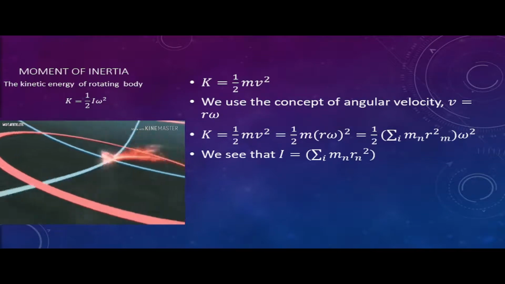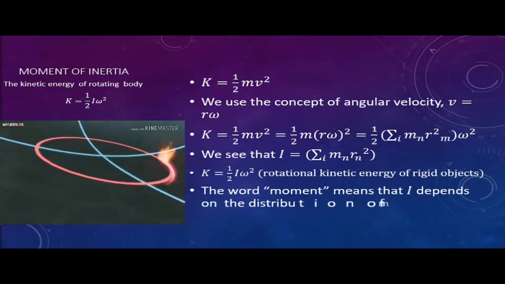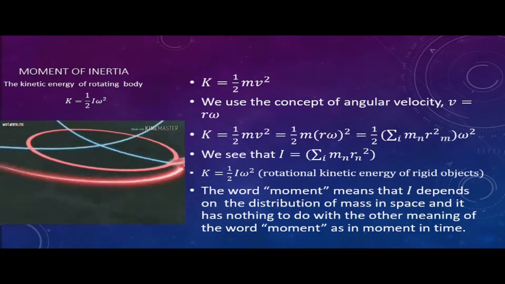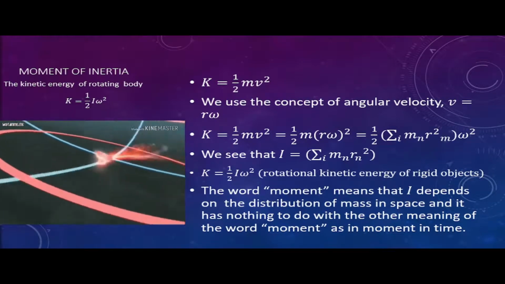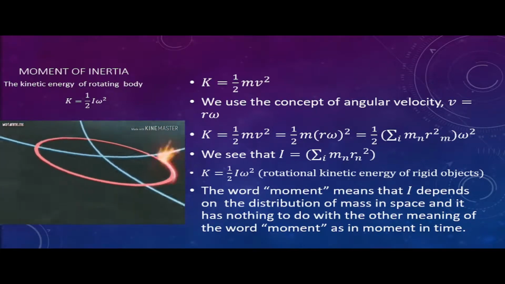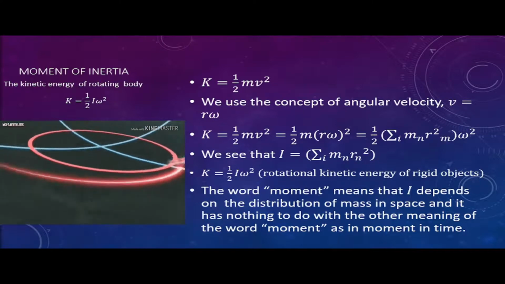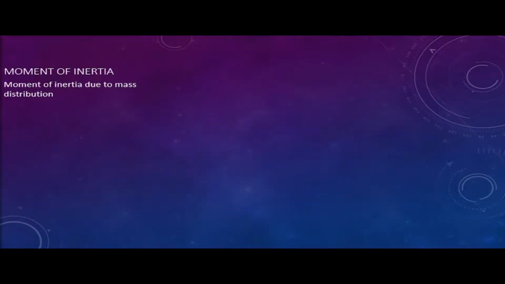So do not be confused with the word moment as in the moment of inertia. The word moment there means that the moment of inertia I depends on the distribution of mass in space, and it has nothing to do with the other meaning of the word moment, as in moment in time. So the moment of inertia of a certain object is due to its mass distribution.